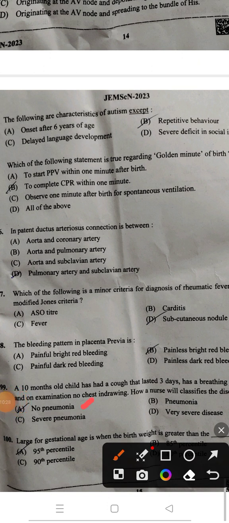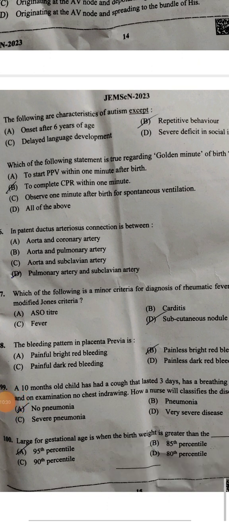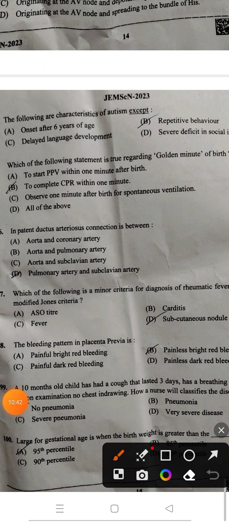Question number 100. Large for gestational age is when the birth weight is greater than option A, 95th percentile, option B, 85th percentile, option C, 90th percentile, option D, 80th percentile. The correct answer is the 95th percentile, which is large for gestational age.